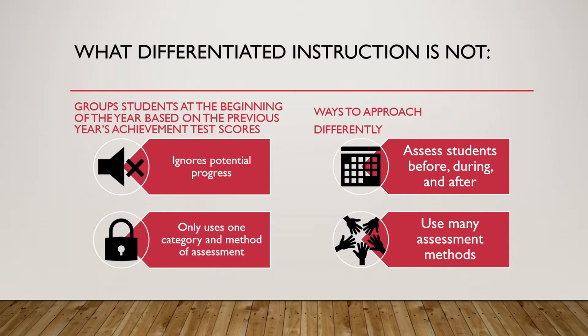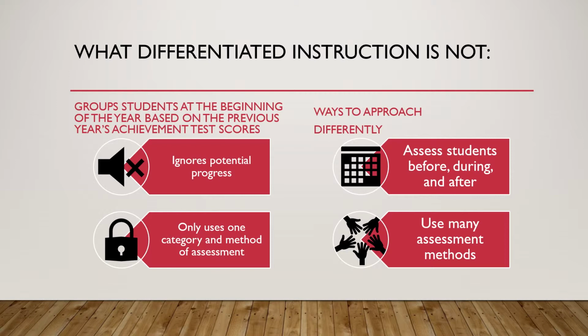So in this example of what differentiated instruction is not, we talk about grouping students at the beginning of the year based on their previous test scores. The problem with doing this is that it ignores their potential progress. Maybe over the summertime they took a class or were at a summer camp that increased their knowledge to some degree, or maybe they just matured more. Something could have happened that changed them, and you're only basing things on the previous year.